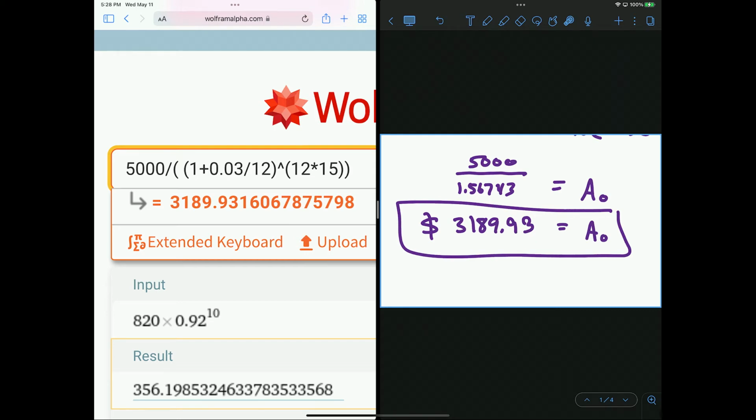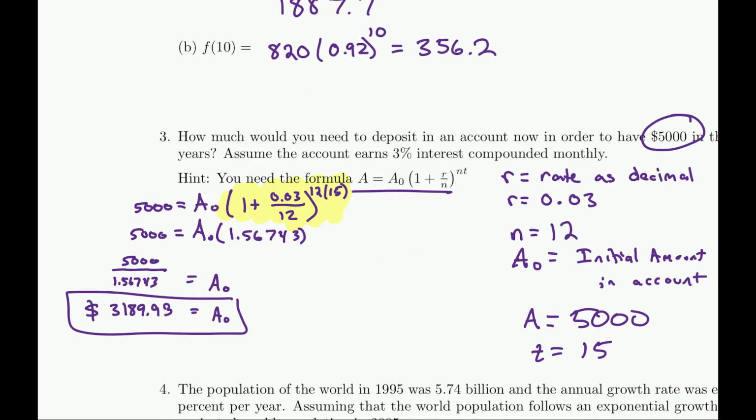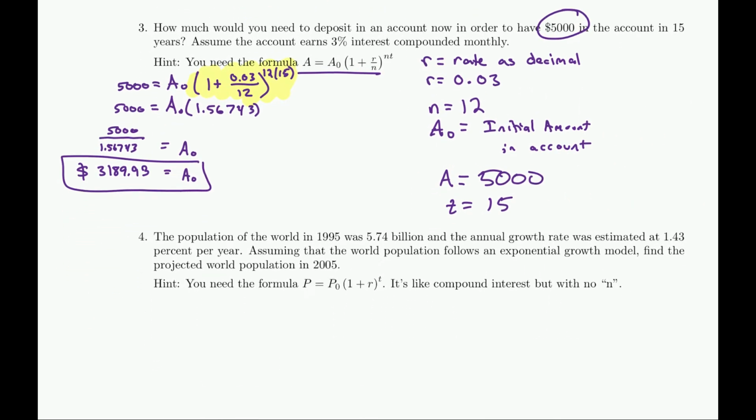So anyway, 3189. What that's saying is, back to the problem, how much do you need to deposit to end up with $5,000? Well, you need less, right? We'll end up with $5,000 if we deposit 3189. That's the idea. Okay, so that is compound interest.